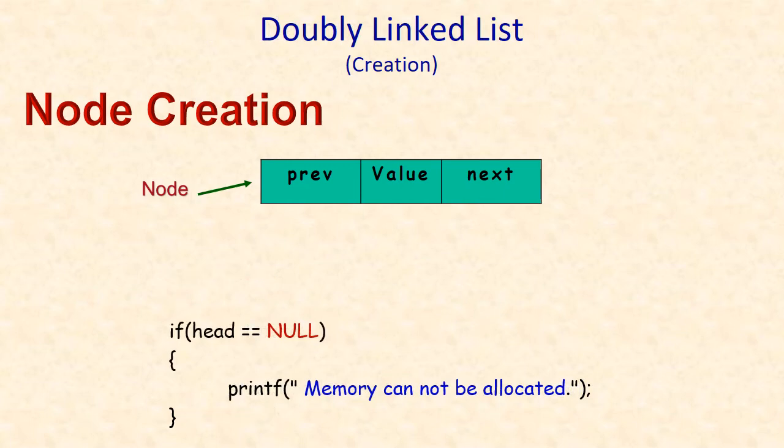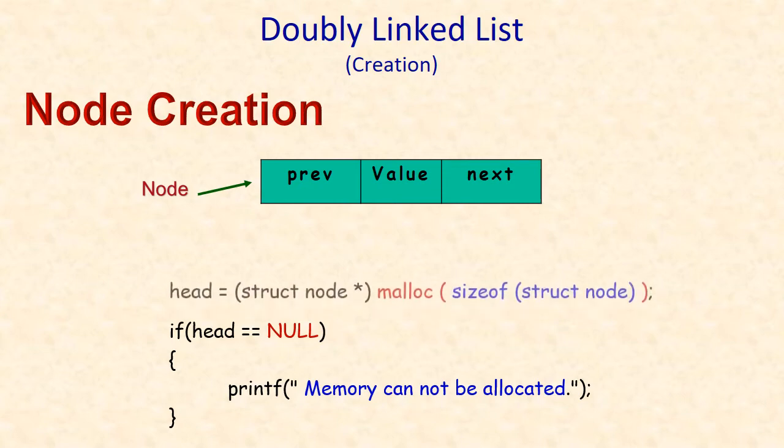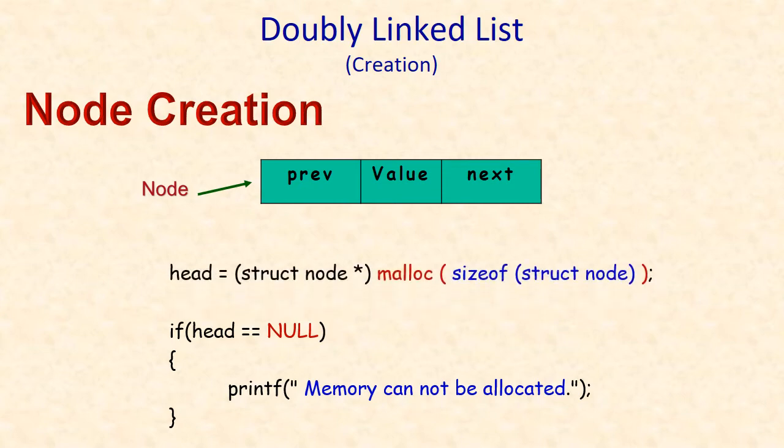I want to create a node. To create a node I usually use the malloc function. Here I am creating the first node, so I am allocating memory to the head. After that we will take a new pointer and allocate memory to that. Firstly we will allocate memory to head. The malloc function returns null if there is insufficient memory in the computer. I mean, if there is no memory for allocation, then malloc returns null.